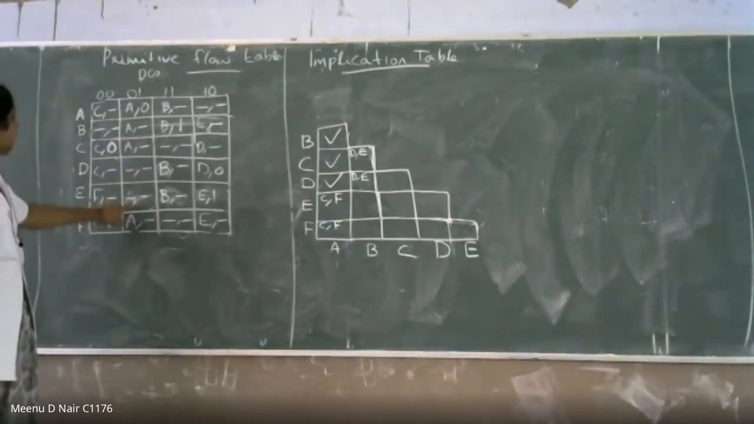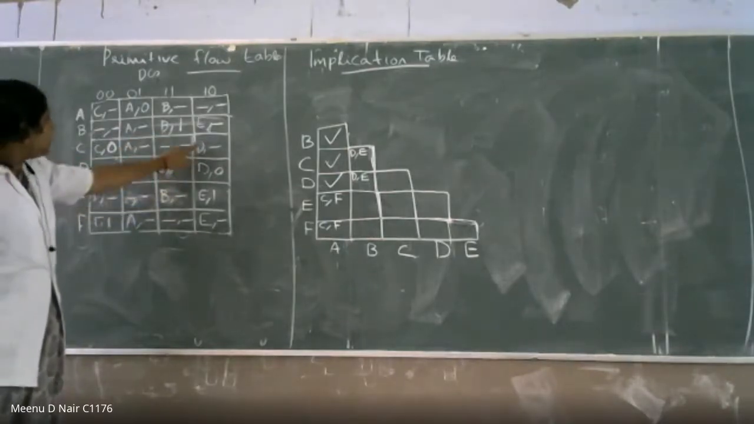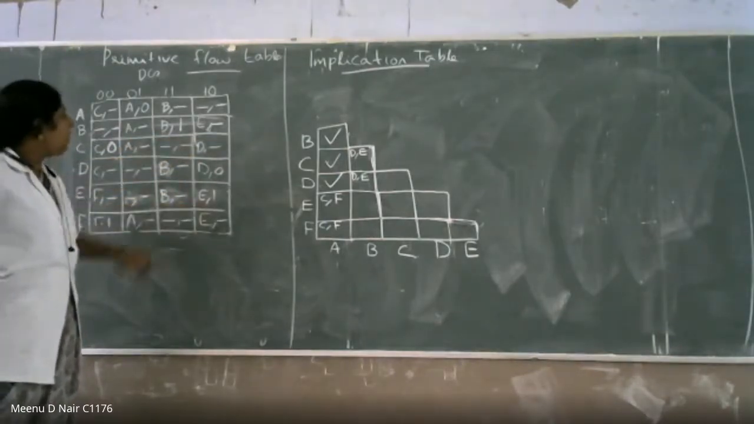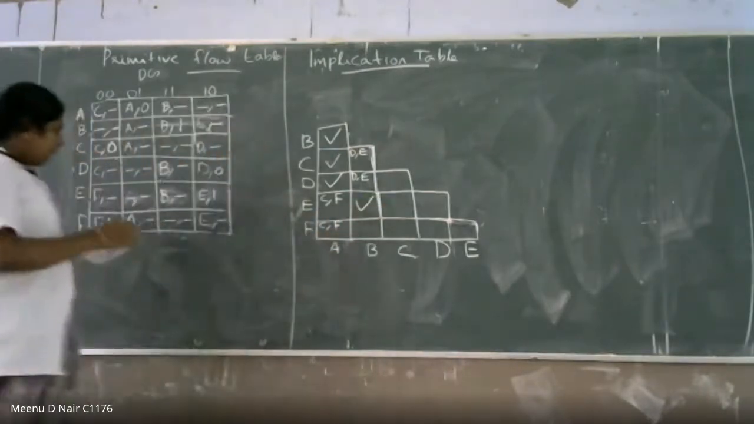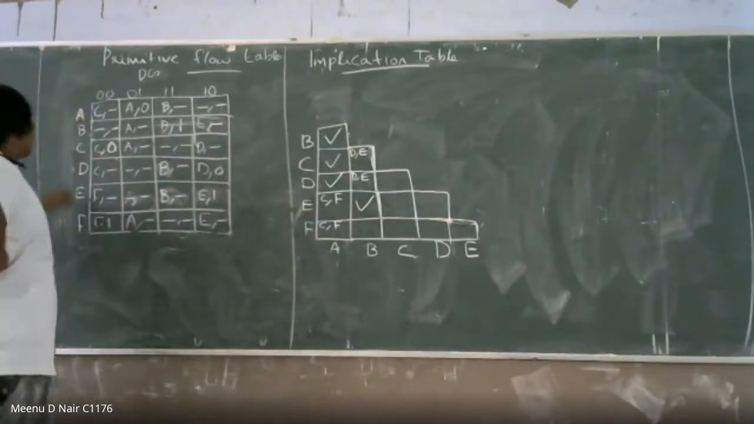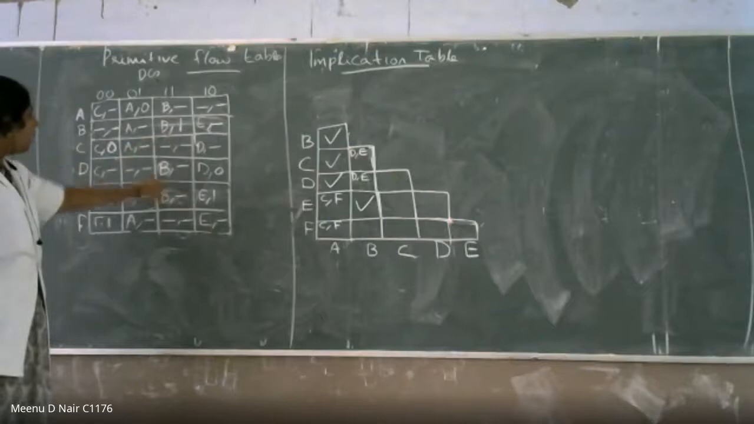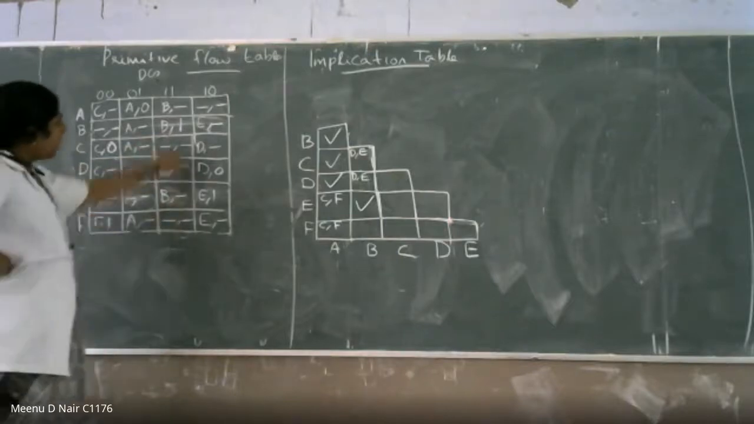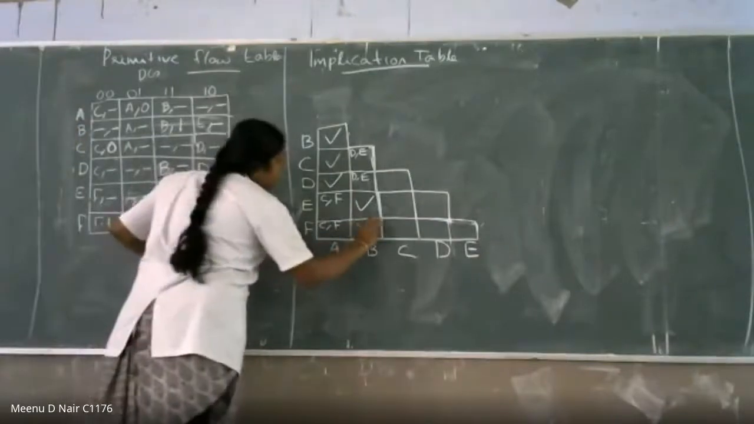A comma dash is comparable. B comma 1, B comma dash is comparable. E comma dash, E comma 1 is comparable. So this is a comparable one. Then last one is B comma F. Dash comma dash, F comma 1. A comma dash comparable. B comma 1, dash comma dash comparable. E comma dash comparable. So that is also comparable.